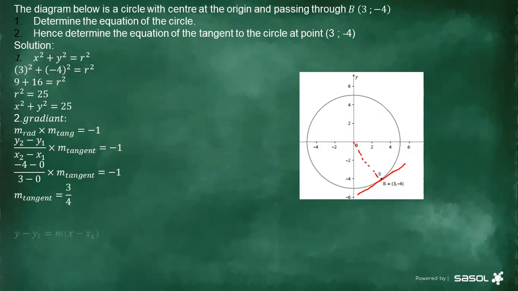We then can determine the equation. We write the standard equation for the straight line. We then substitute the values. Then we're going to open the bracket with 3/4, and that's going to give us 3/4x minus 9/4 minus 4, and then the answer is y equals 3 over 4x minus 25 over 4. All right?